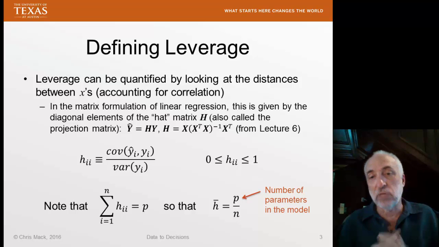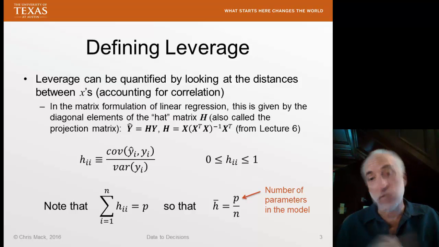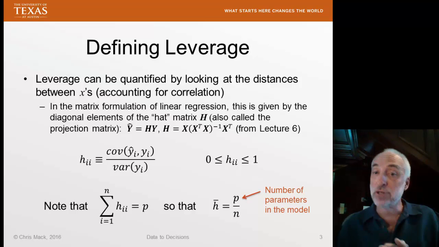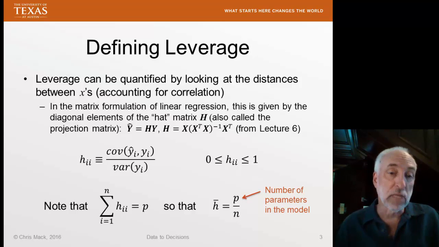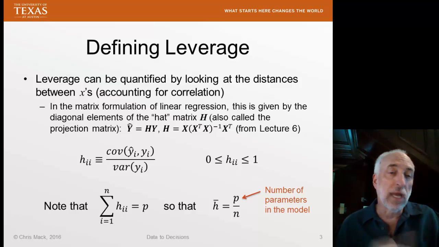So if we've got a model with a certain number of parameters P, say there are 2 parameters, and N is the number of data points that we're using in our regression, let's say it's 20, then we divide those two, and that says, on average, a typical value of the hat matrix diagonal is 0.1. So what we'll do is compare the values of the leverage for each data point to this average value, and in that way decide whether we think it's big or not.